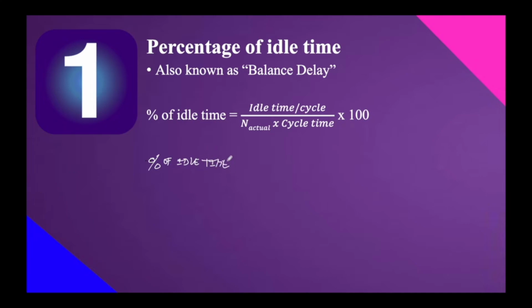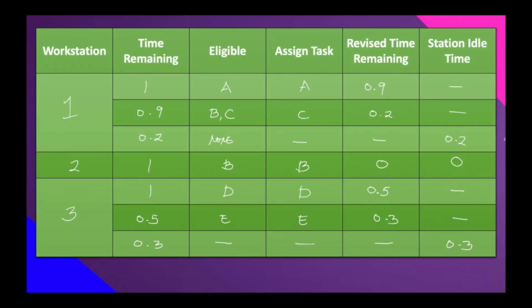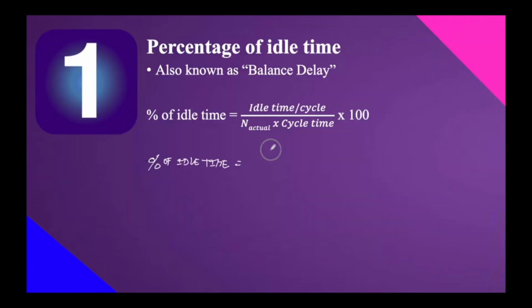Okay, so percent of idle time equals idle time per cycle. Now, what is our idle time per cycle? As you can see, we have 0.2 and 0.3. So, total is we have 0.5. So, this is our idle time for the whole cycle. So, 0.5 over N sub-actual, number of workstations.